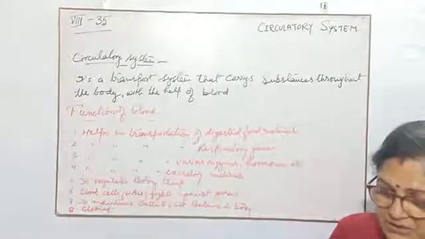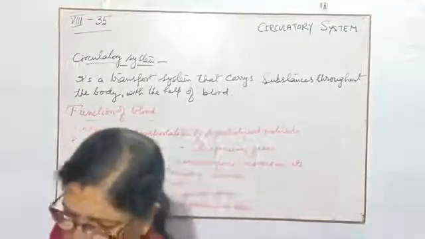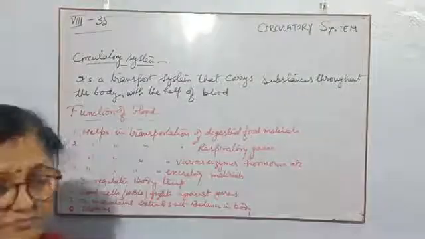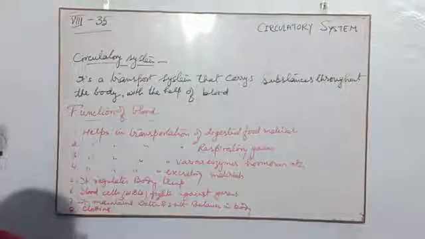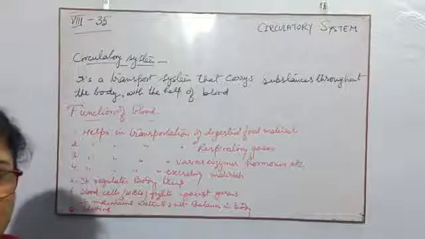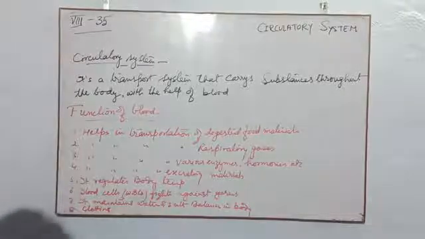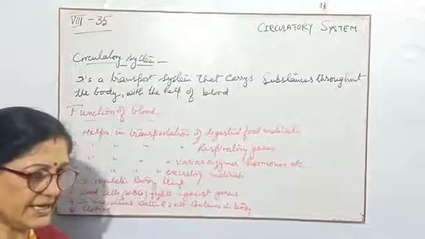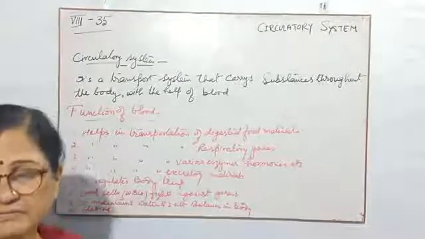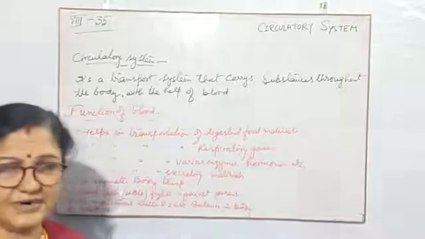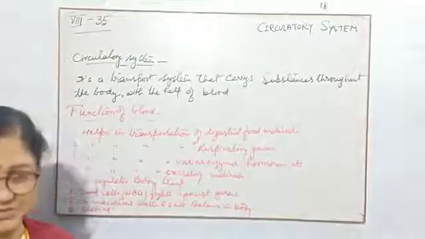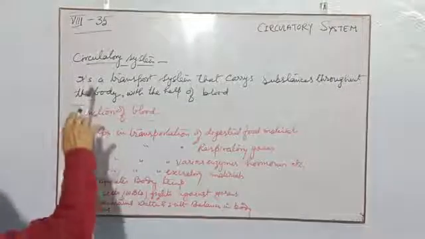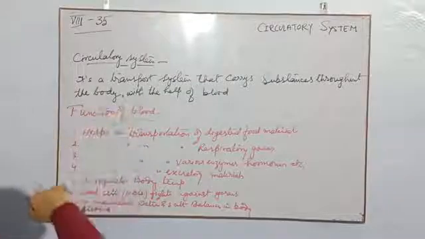As per definition, the circulatory system is related to the fluids, that is blood and lymph in our body, by which the blood can complete so many functions by its circulation. So children, this is the definition of the circulatory system.